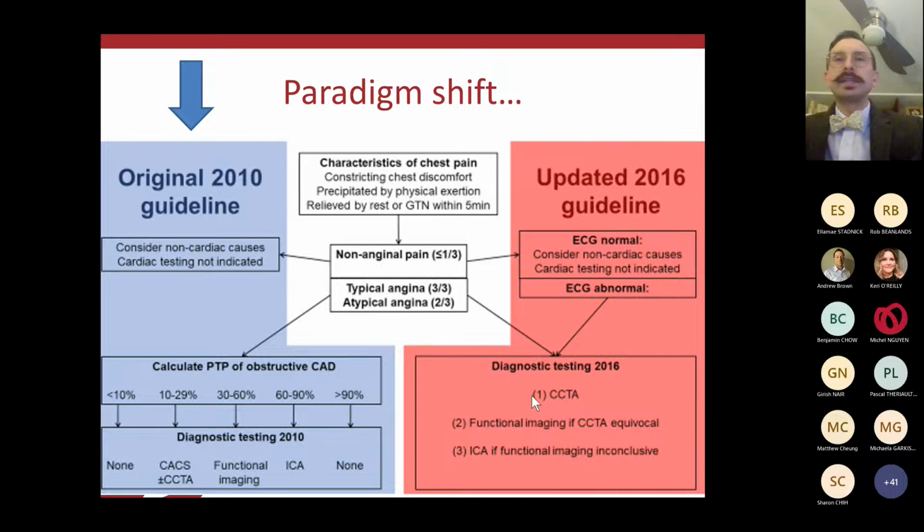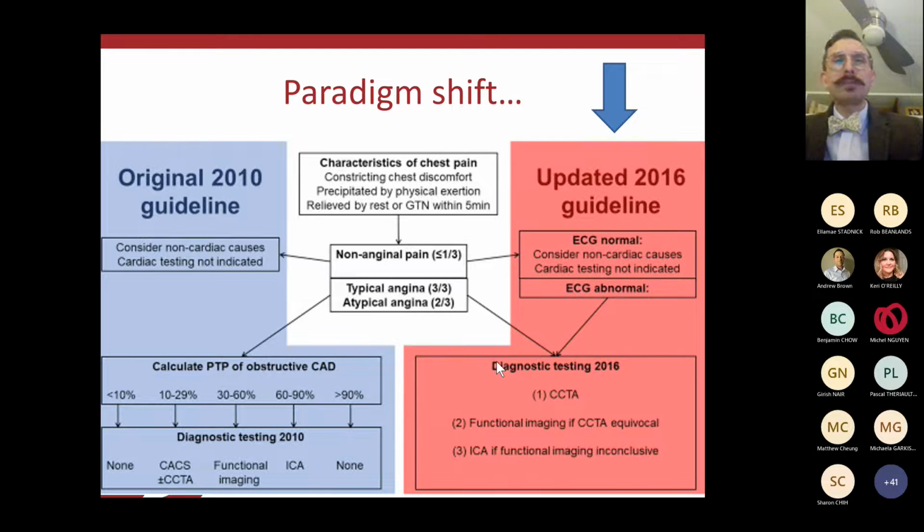The NICE guideline update in 2016 made 3 key changes to the 2010 version. The first is a recommendation to do away with the pretest probability calculation. They do still recommend assessing a patient's symptoms and looking at whether they're typical, atypical, or non-cardiac. The second change in the guideline is that a 0 calcium score is no longer used to rule out CAD in patients with low pretest probability.